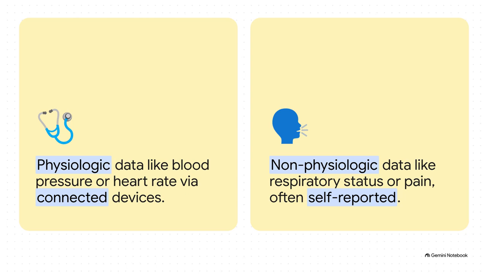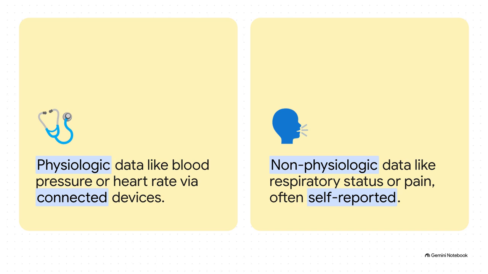RPM, or remote patient monitoring, is exclusively for objective physiologic data. We're talking about hard numbers that are automatically transmitted by a digitally connected device, things like blood pressure, heart rate, pulse oximetry, or blood glucose. On the flip side, RTM, or remote therapeutic monitoring, handles non-physiologic data. This includes tracking a patient's respiratory system status, musculoskeletal system status, their therapy adherence, or pain levels.